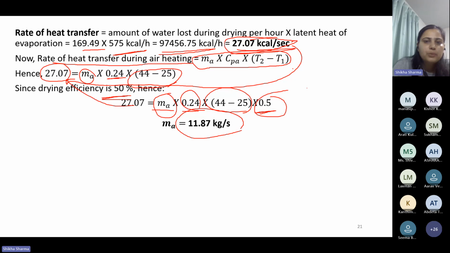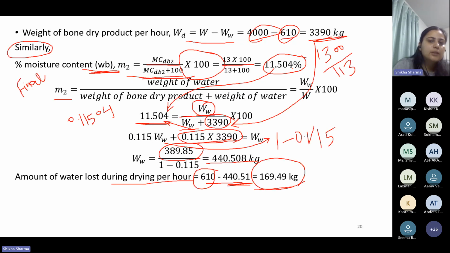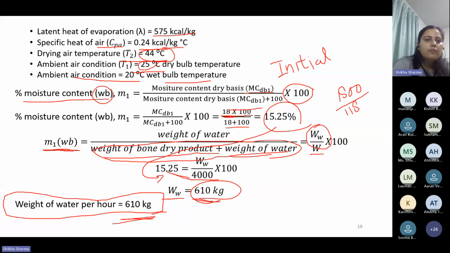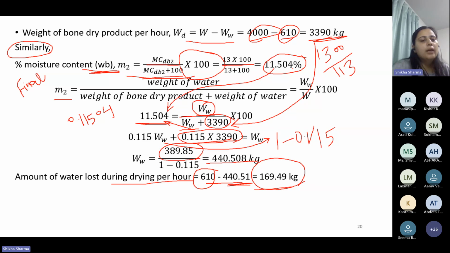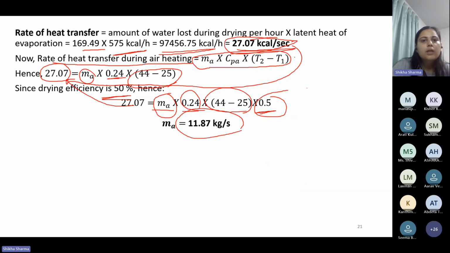It will be easy for you, because what we did in this whole question is first we have the initial moisture content. From that we calculated what the moisture is when the product is not dried. Then we calculated how much moisture is there when the product is dried, and we subtracted that. That means we knew that this much moisture is lost. Then we just applied the formula of heat transfer and solved it. It's not very complex.